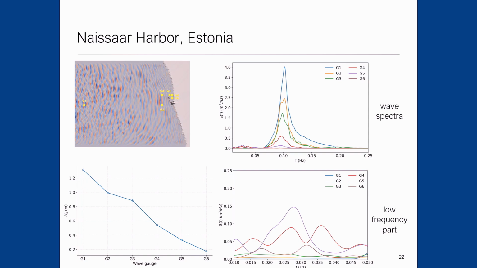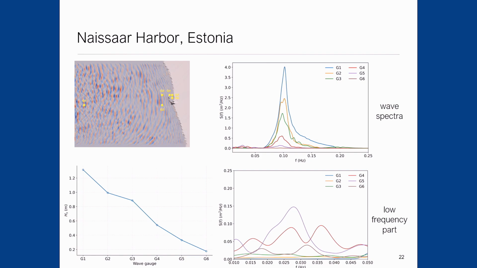We can see that wave gauges 4, 5, and 6 are the ones inside the harbor, and how the wave energy is significantly reduced inside the harbor. We look at the different wave spectra to look at that. Wave gauge 1 with the generated waves, and then in comparison the other gauges.